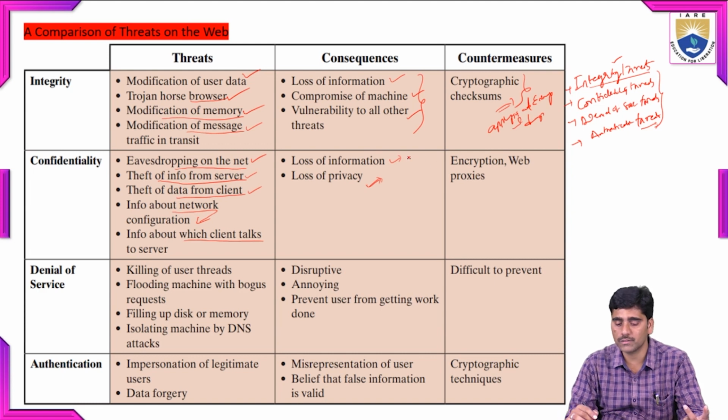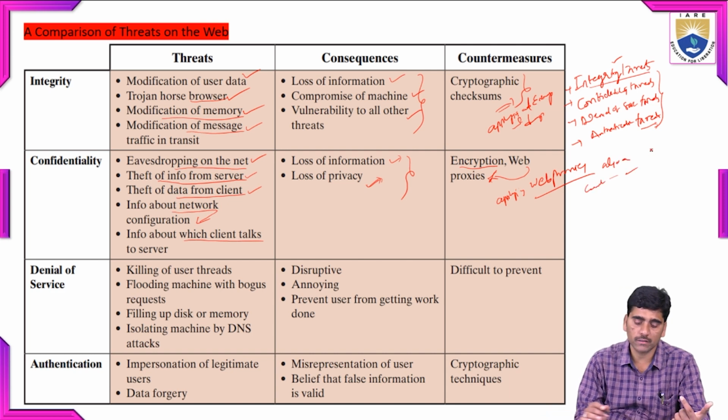For these consequences, we are going to use the encryption process as a countermeasure. And the second one is what? Web proxies. Applying web proxies is also one type of countermeasure. And the third one, denial of service threats.